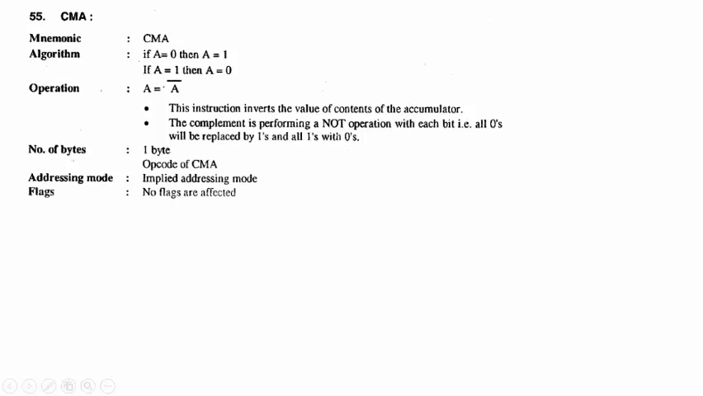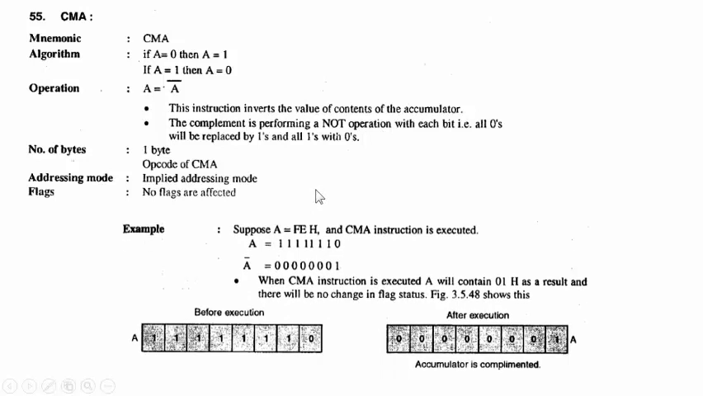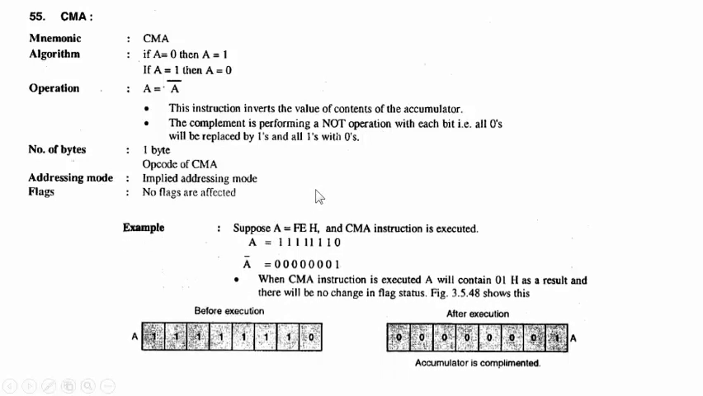Size of the instruction is 1 byte and addressing mode is implied, because this instruction takes the data from the accumulator and after the operation again it will store the result in the accumulator. No other register gets considered during the operation. Only accumulator contents are modified. Flag bits are not modified.